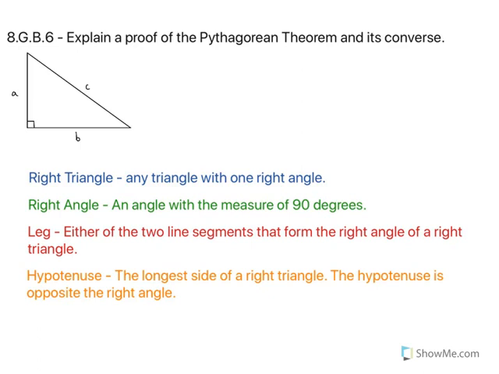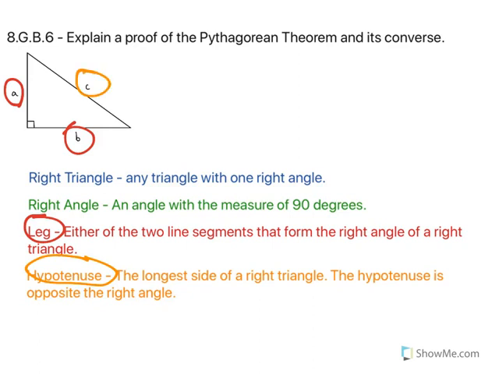If that square is not visually shown in geometry, you actually get to prove that the triangle is a right triangle through measurements. But also in 8th grade math, you can use the Pythagorean theorem to test whether or not that angle must be a 90-degree angle, and you can do that by using the Pythagorean theorem. The legs are either of two line segments that form the right angle of the right triangle. So this is going to be your a and your b. Those are your legs.